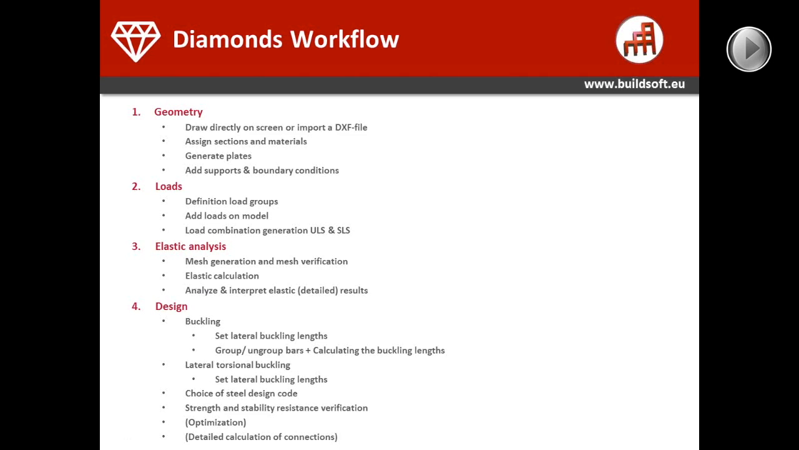And finally, we will do the Eurocode steel verification, so that is step 4. Here we will set the correct parameters for buckling and for lateral torsional buckling, and we also set the correct steel design code. And finally, we will ask the software to perform the steel verification, or the strength and stability verification. Then we can choose to do an optimization of the cross sections, and there's also the possibility to do the detailed calculation of the connections.